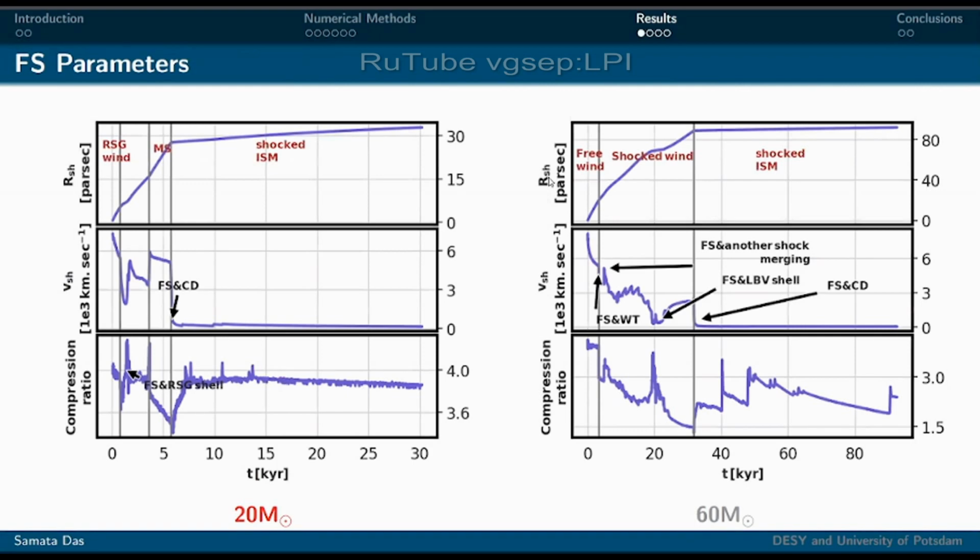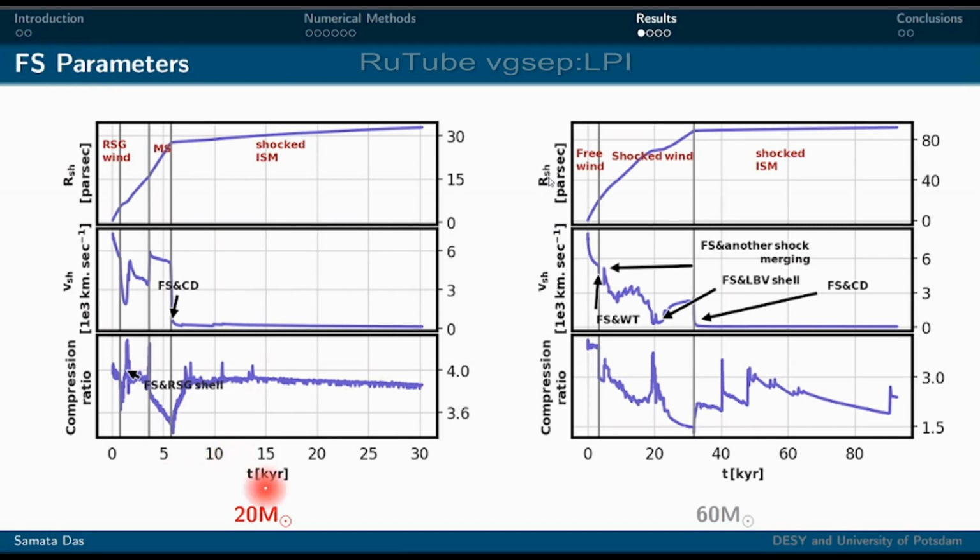So then, these are our results. For the 20 solar mass star and 60 solar mass star wind bubbles, when the supernova shock evolves through them, these are the velocities for both of them, and these are the shock compression ratios. In both cases you can see a lot of jumps in the supernova remnant forward shock velocity. This arises because when the forward shock evolves through the modified circumstellar medium, it interacts with a lot of discontinuities present in the wind bubble. And as an effect of the change in Mach number, the compression ratio changes.